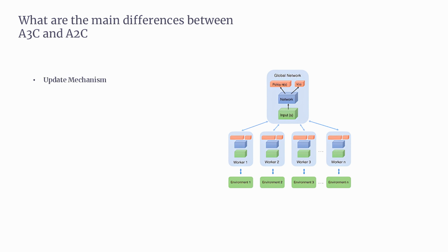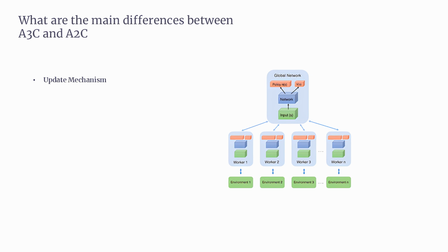In A3C, multiple agents interact with different copies of the environment in parallel and update the global model asynchronously. This means that agents work independently and update the model without waiting for others. This approach allows for faster exploration and learning, but it can sometimes result in stale gradients because some agents may be using outdated model parameters when updating.